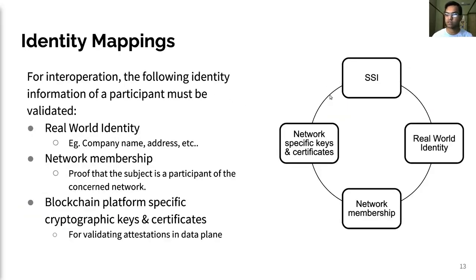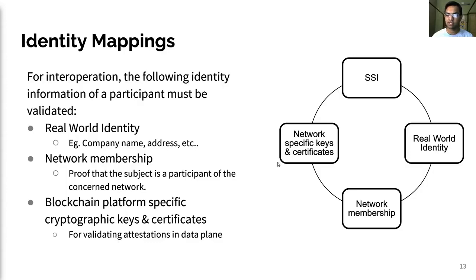For interoperation, the configuration and validation of SSI is not enough, and there is a requirement of different identity mappings which have to be validated also. Firstly, the real world identity, which for example can be the companies or organizations which are participating: its name, address, etc. Then from the real world identity, the validators must be able to verify its network membership. So this is the proof that the subject of an SSI is a participant of the concerned network.